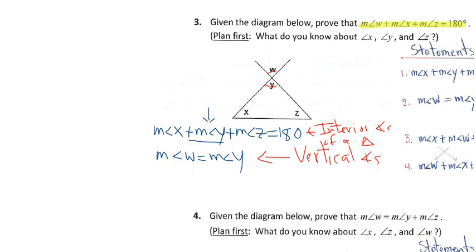And so now we could actually substitute. We substitute the measure of angle Y with the measure of angle W, and we should get what we want. So let's write over here what we get when we substitute. We get the measure of angle X plus the measure of angle W plus the measure of angle Z is equal to 180. And we got this by substituting.